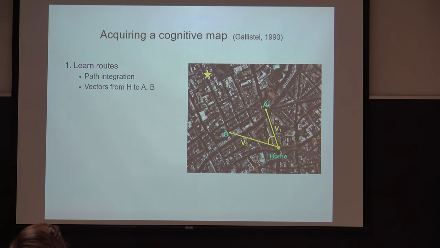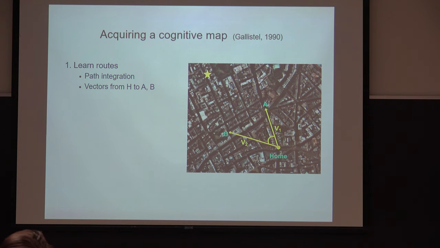So here's the basic idea of how you might be able to build a Euclidean cognitive map. Let's say this is your home position. You just moved to a new neighborhood and you're trying to learn your way around. And you learn how to get from your home to position B. Say position B is the nearest grocery store. And you also learn how to get from home to position A. Let's say A is the nearest gas station.